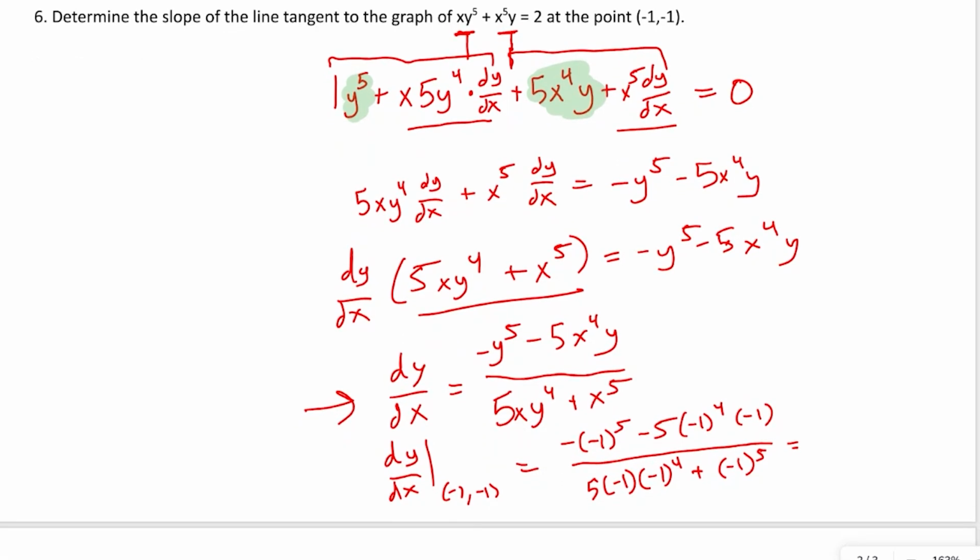And to simplify this, what we want to consider is that any negative 1 that is being squared or raised to the 4th power or raised to any even power is going to end up being positive 1. Whereas if you raise negative 1 to an odd power like 1, 3, 5, 7, then it'll end up being negative 1. So this negative 1 to the 5th is an odd power, so it would be negative 1. But we actually have negative of that, which ends up being positive 1.